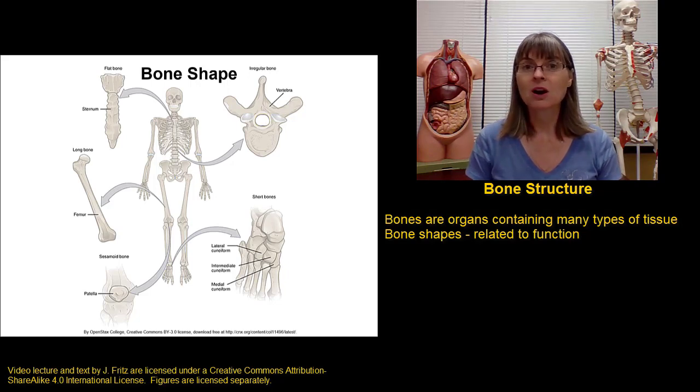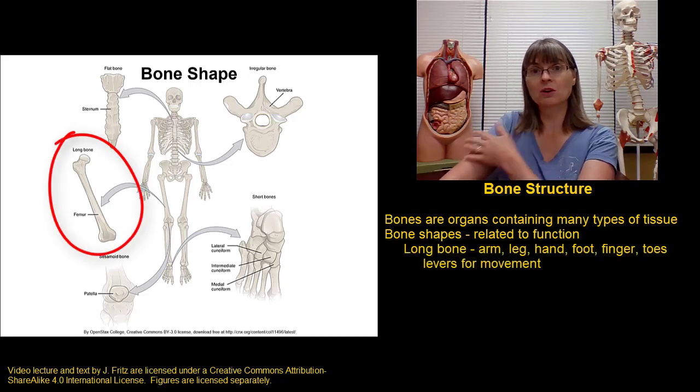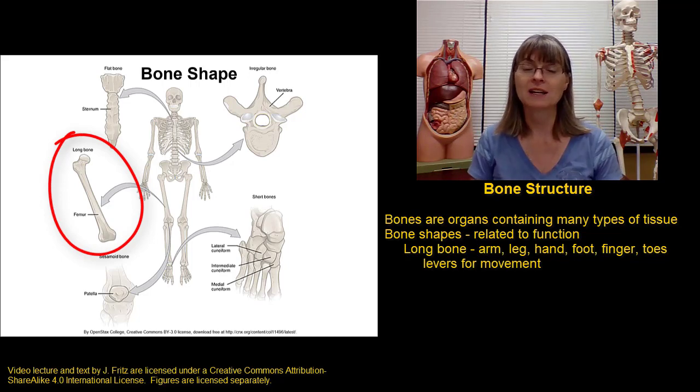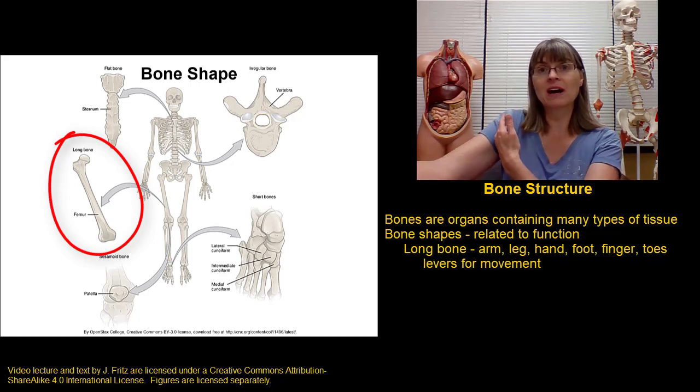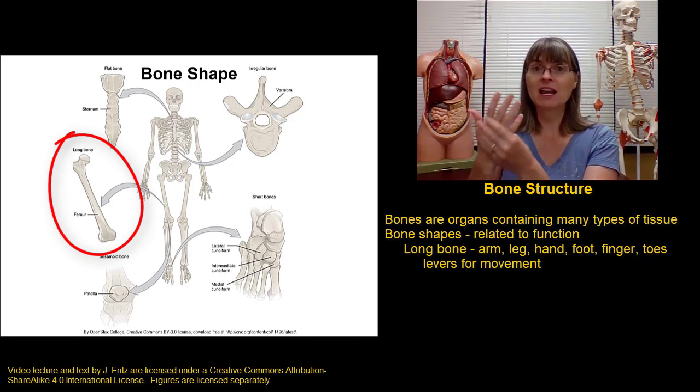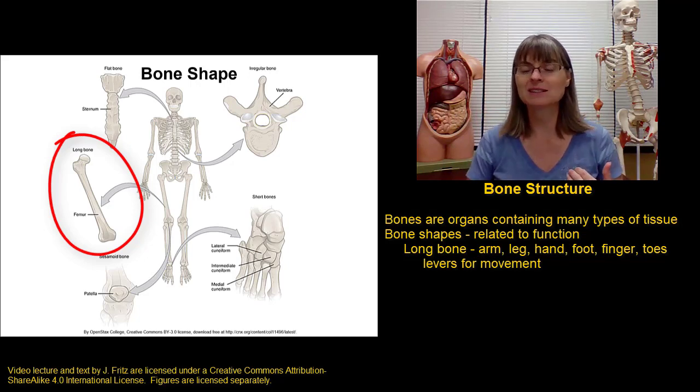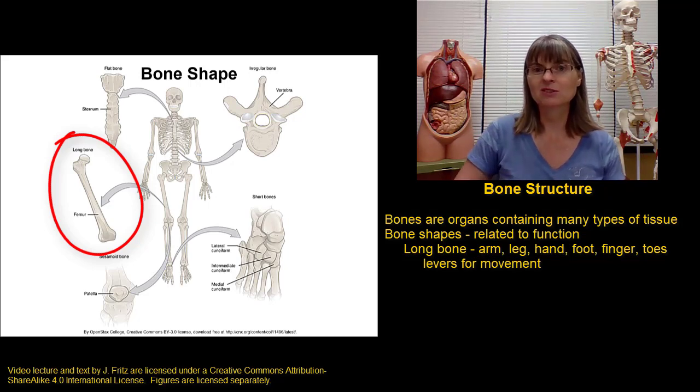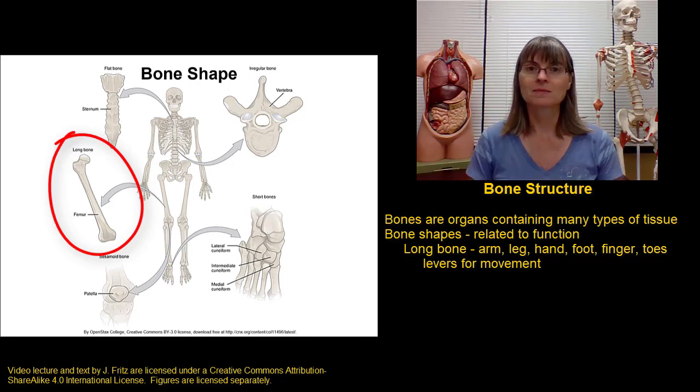Some of our bones are long bones. That means the bones are longer than they are wide. These are the sorts of bones that we find in our arms, in our hands, in our fingers, in our legs, in our feet, and in our toes. These are long bones. Long bones provide good levers for movement. So the main function of these bones is to allow us to have good movement.